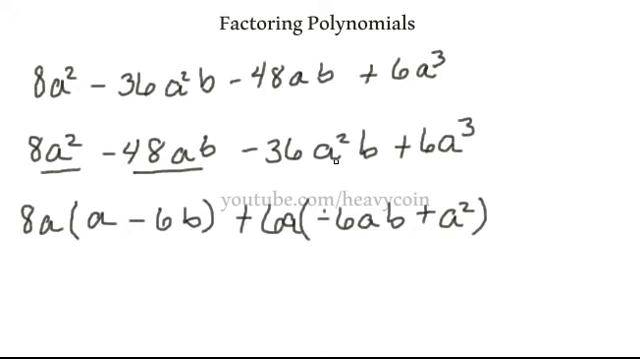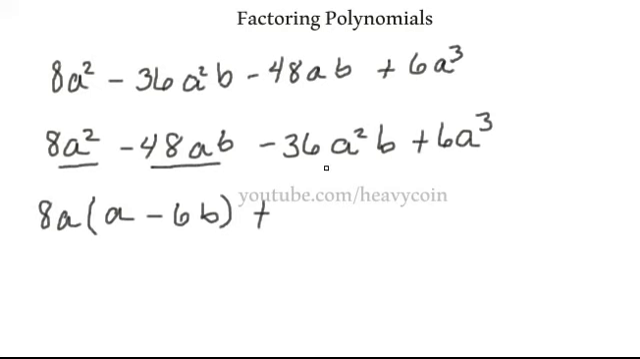No, we can pull out two a's. Alright, I'm just going to redo this here. So we're pulling out a 6 and two a's. So we're going to be left with a negative 6b plus a. And of course that's what we have over here, except we need to rewrite this.